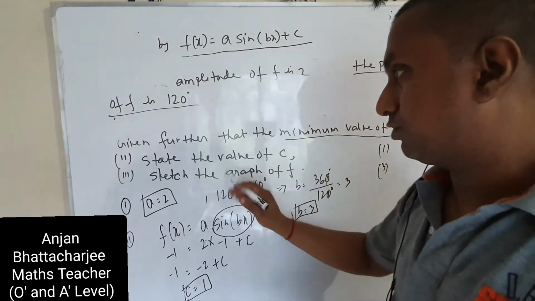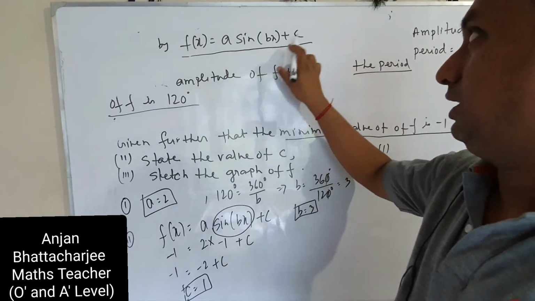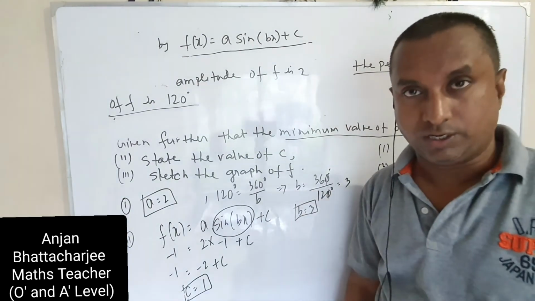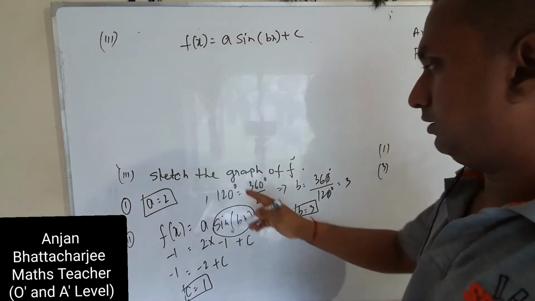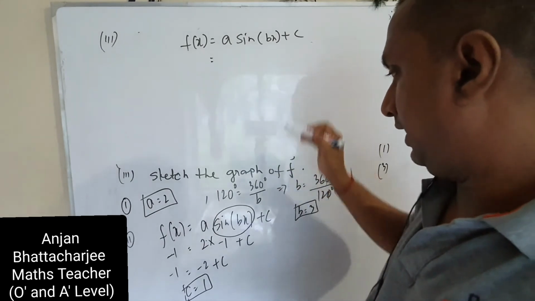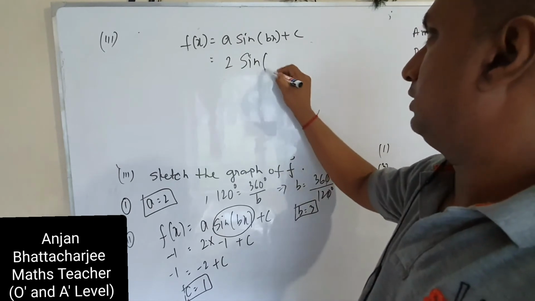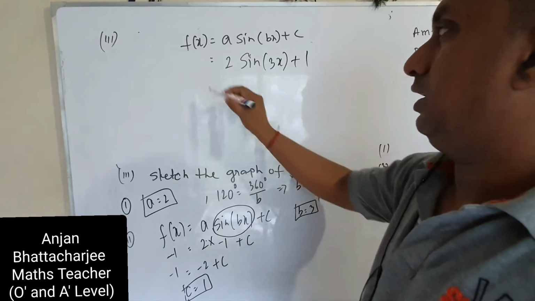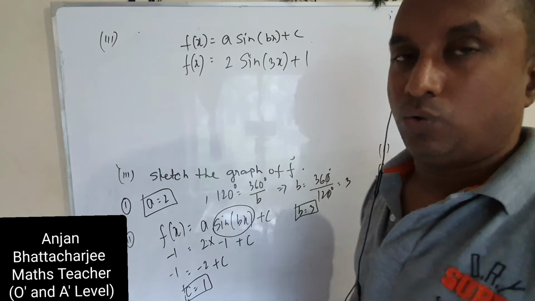Okay, we have solved 1 and 2 also, and we have got a, b, c. Now our target is to sketch the graph of f. To sketch the graph of f, first of all we will put the value of a, which is 2, sine, b is 3, that is 3x plus c, c is 1. Now f(x) equals 2 sine 3x plus 1.